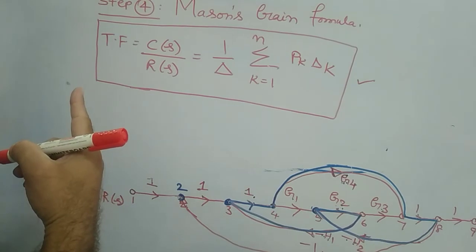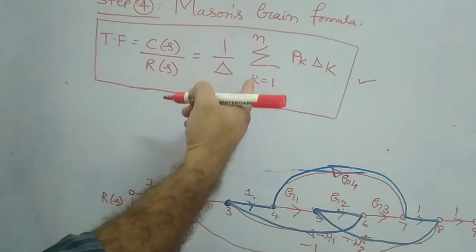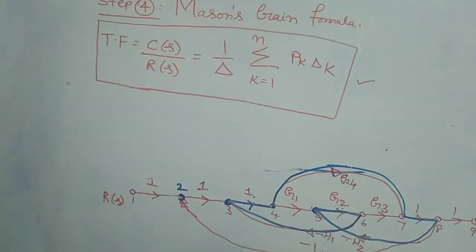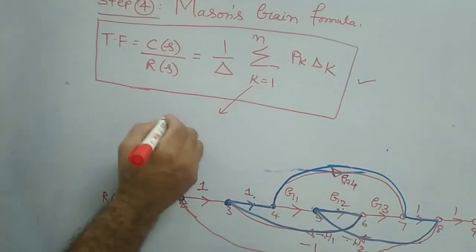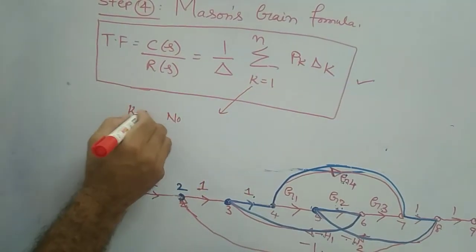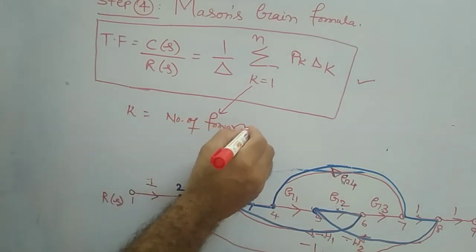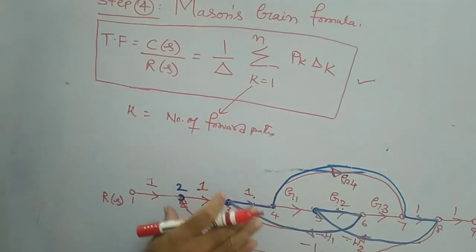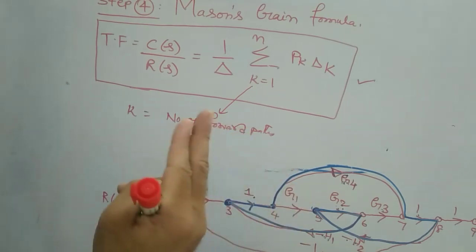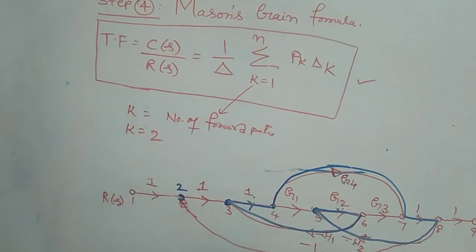According to Mason's gain formula, C(s) by R(s) is equal to 1 by delta sigma k equals 1 to n P_k delta_k, where n is the number of forward paths available for the given signal flow graph. As far as our problem is concerned, how many forward paths are there? There are 2 paths we have seen, P1 and P2. So n is equal to 2. Then substitute that value there.